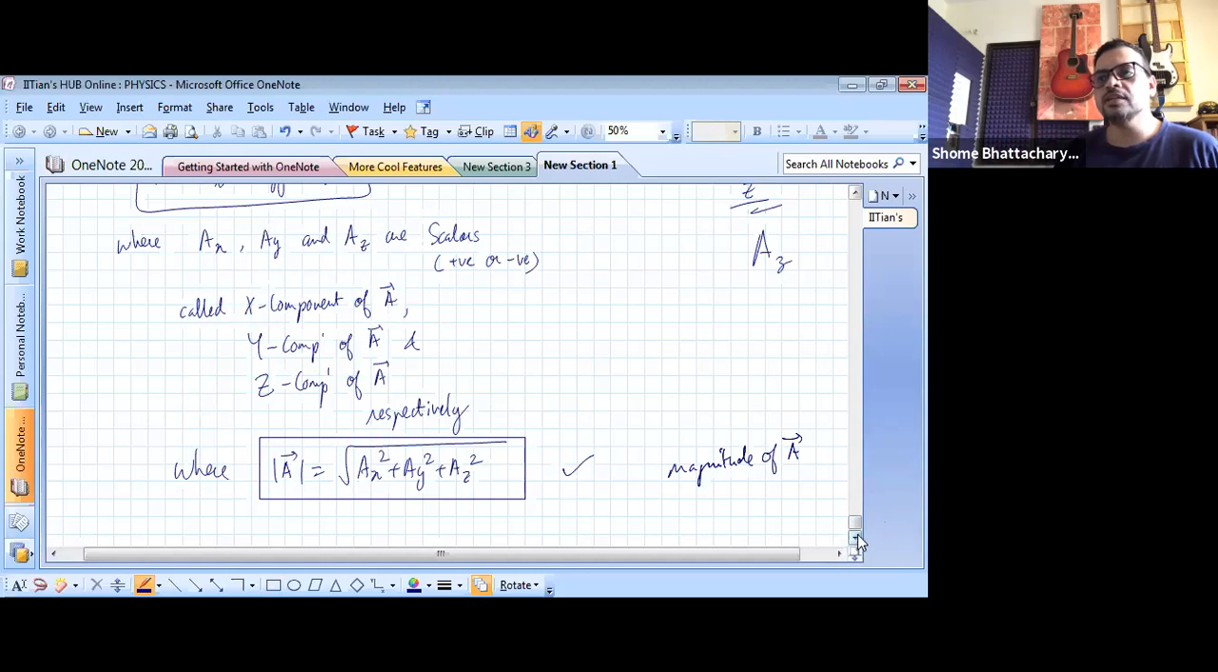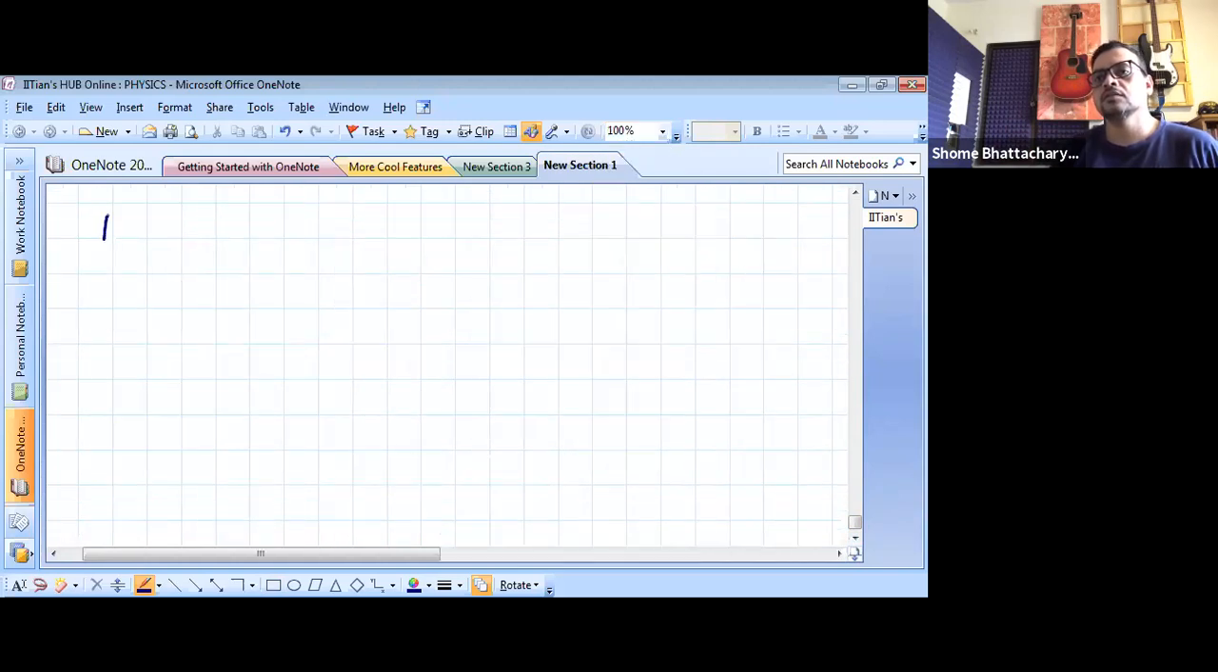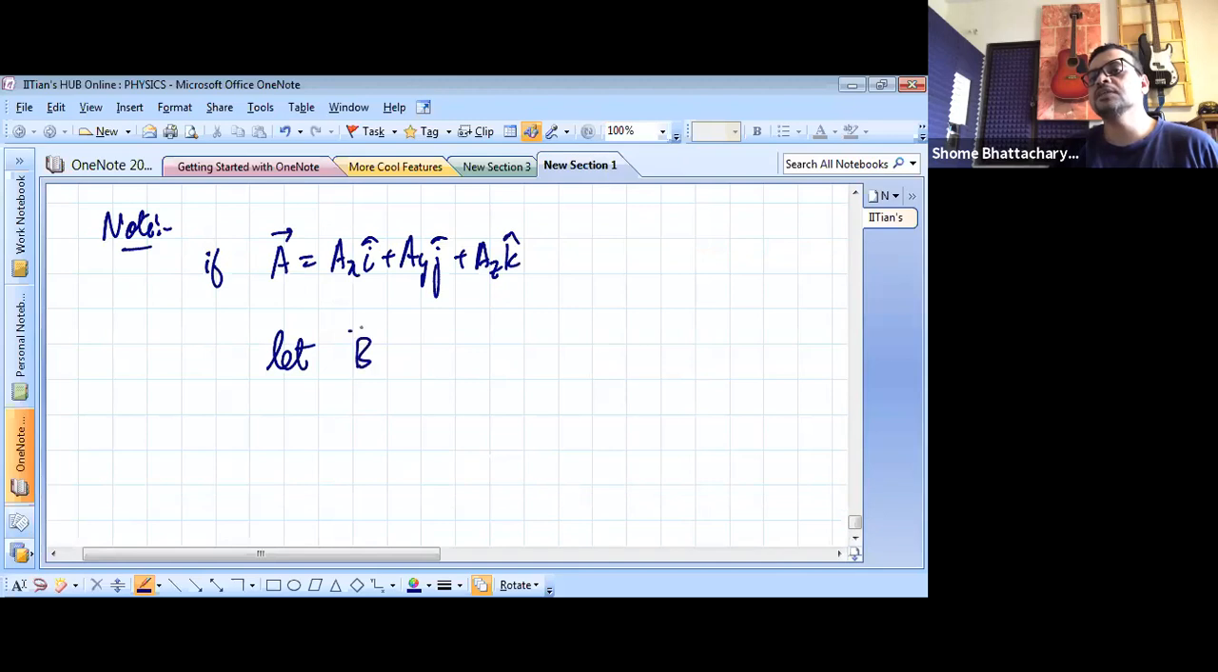Now if you think about it, there are a couple of ways of justifying this. We can understand it this way: if the vector A is Ax i cap plus Ay j cap plus Az k cap, let me take the vector B as Ax i cap plus Ay j cap. I have defined B like this. Given this vector A, I've just defined B like this.